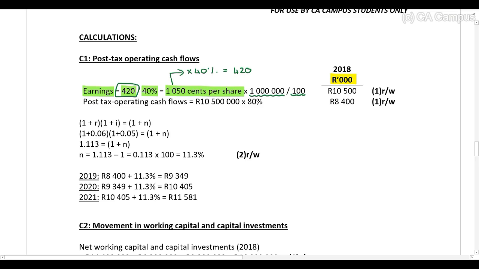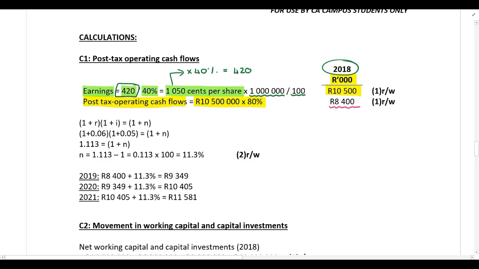All right, so that gives us earnings in 2018. And we know that post-tax operating cash flows are 80% of earnings. So just 80% of that earnings amount will give you your post-tax operating cash flows.